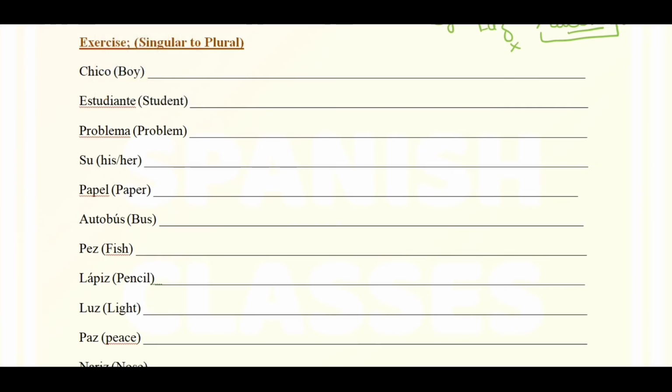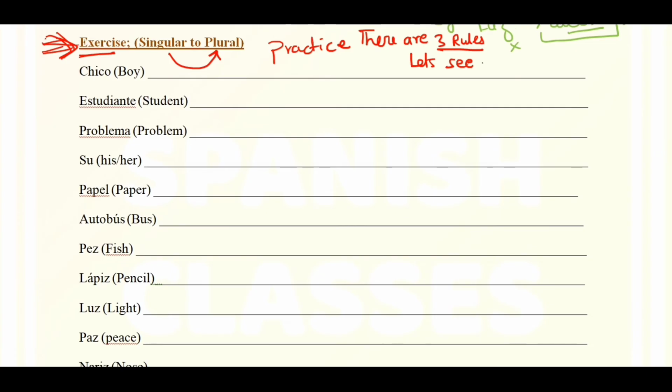These are selected words, and we'll make them plural. We are converting, but among the 3 rules we have to identify the suitable rule. First example is, you can see, all 3 rules we have to remember: vowel ending, consonant ending and z ending. Let's see what happens. 3 rules, 1, 2 and 3.